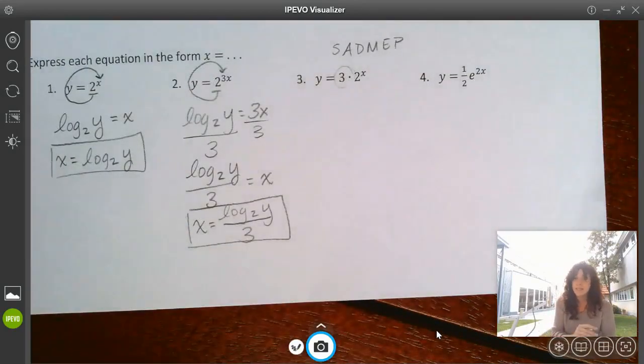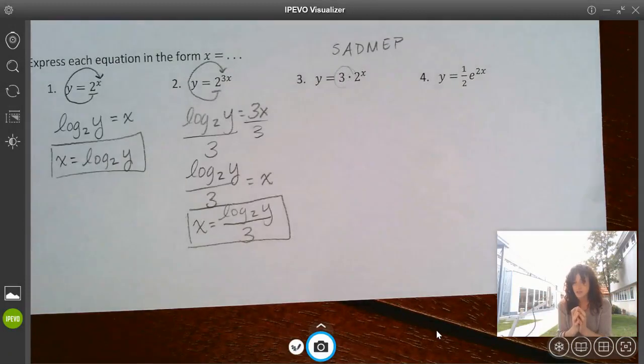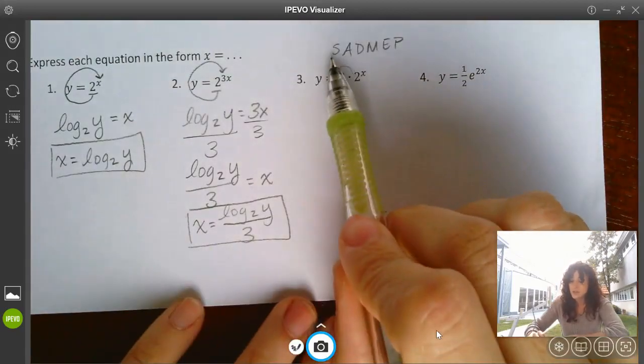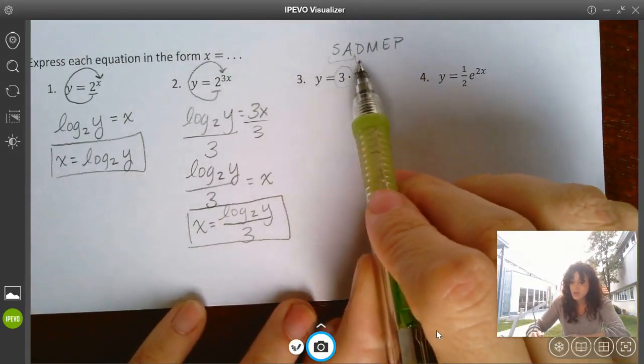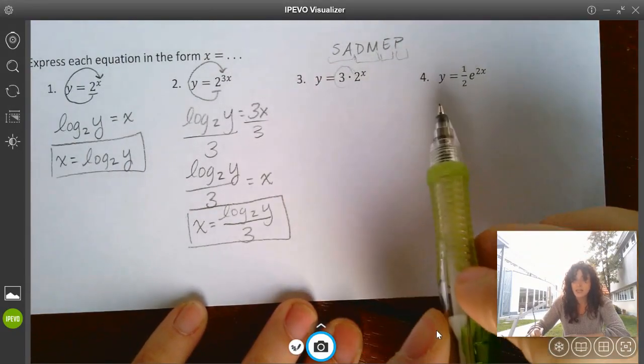Not PEMDAS, but SADMAP. PEMDAS is for when we just have a bunch of numbers and we need to solve for what that number actually is. When we have variables and need to solve for variables, we use the process of SADMAP, which tells us what to undo first, right? We always undo the subtraction addition, and then we undo the division multiplication, and then we undo the exponents, and then we undo the parentheses.